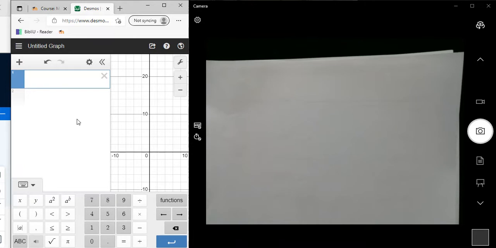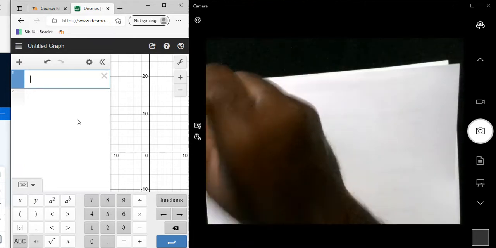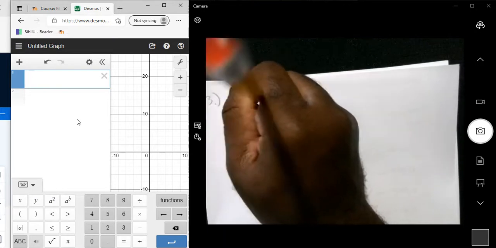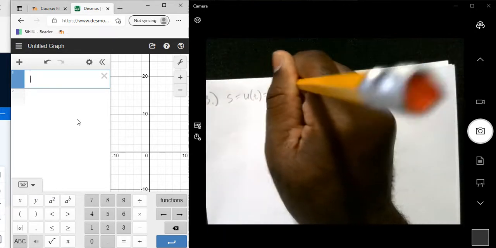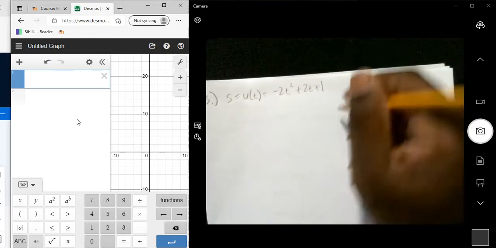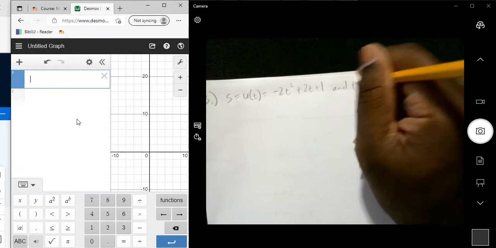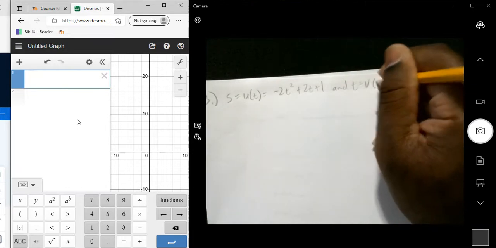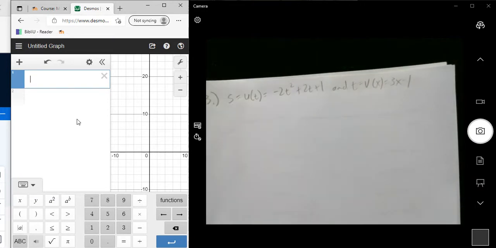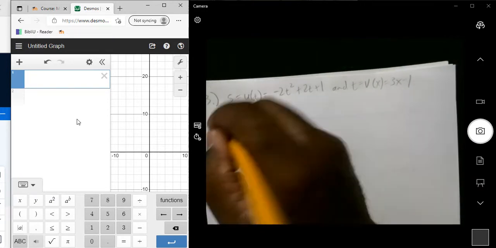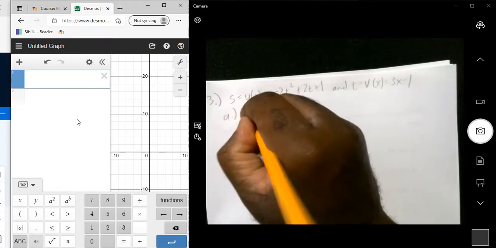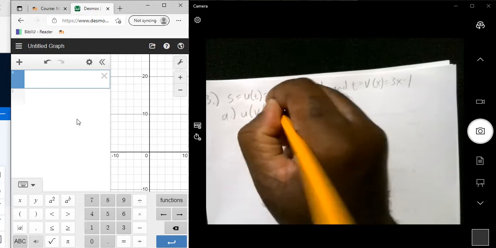Okay, now for number 3, it says if S is equal to u of t, which is equal to negative 2t squared plus 2t plus 1, and t is equal to v of x, which is equal to 3x minus 1, determine each of the following. Now, we have a, we have u of v of x.